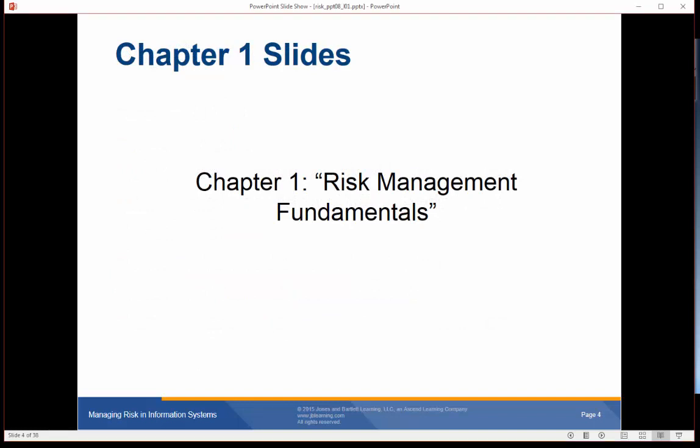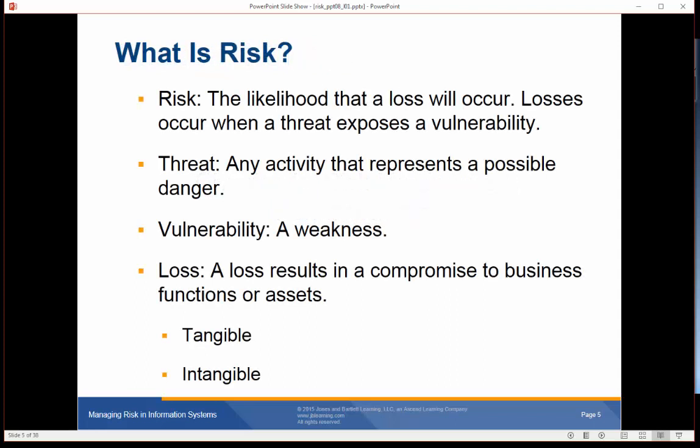So Chapter 1, Risk Management Fundamentals. Just as in building a house, basically you have to have a strong foundation. If you don't have a strong foundation, then your house could fall, settle, and cause a lot of damage later on in the future. So why pay all that money and not do it right? So we're going to talk about the risk management fundamentals.